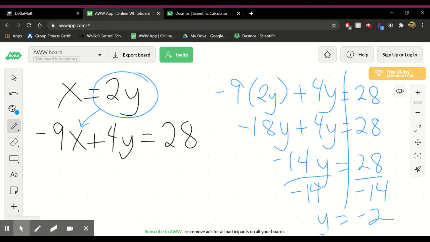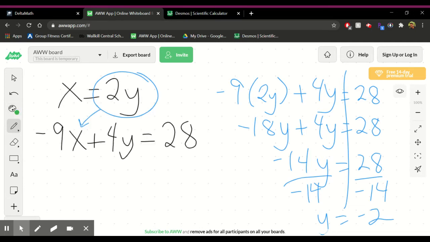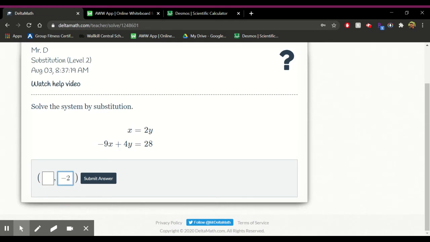All right, we plug that back in. I would plug it into the isolated one. So my y is negative 2. I'm plugging in there. 2 times negative 2 is negative 4. So that means I have my x value, I got my y value, I got my coordinates, so my x is going to be negative 4.